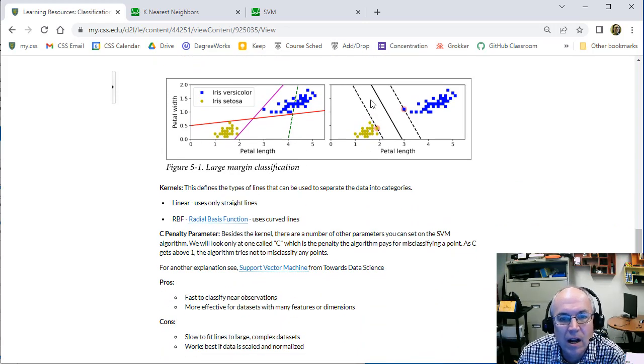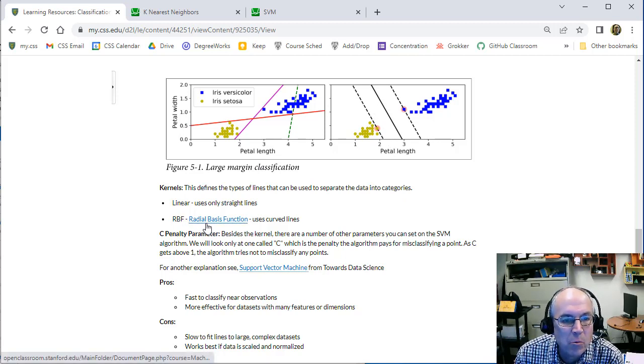This is called linear support vector machines. It only uses straight lines. We talk about what is called the kernel, and that's what type of line we can have. So linear ones will use straight lines. There's also a couple different ones.